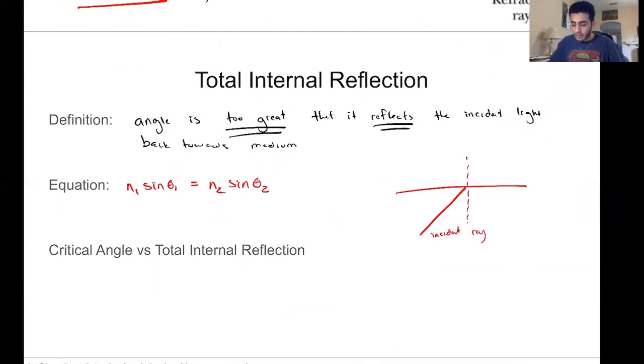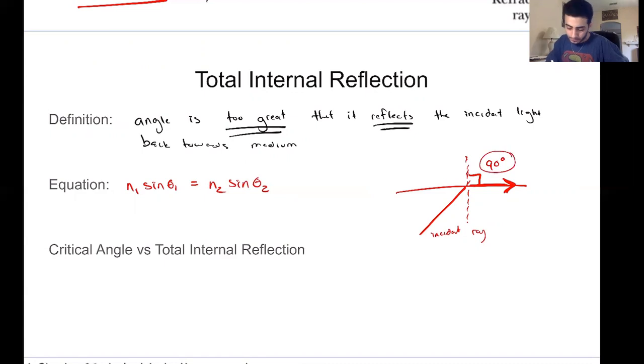This is the normal line. What we're really looking for is an angle so that this right here, this angle according to the normal is 90 degrees. Okay, so we can just plug this in to here and then solve for that.